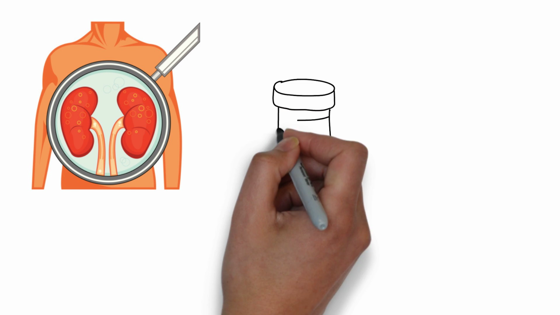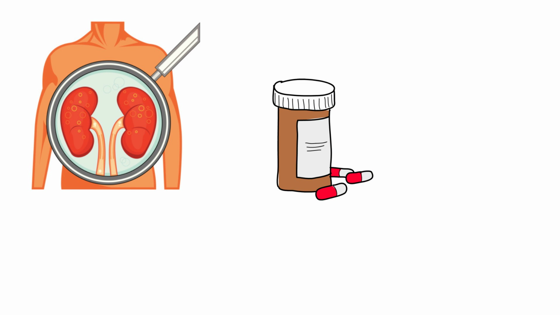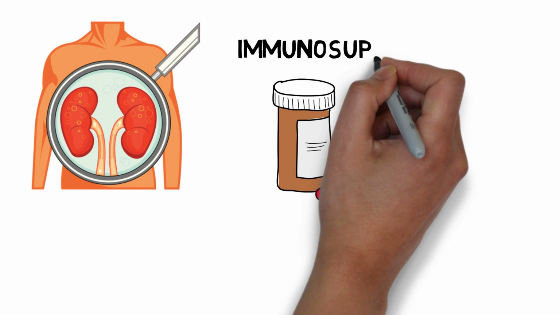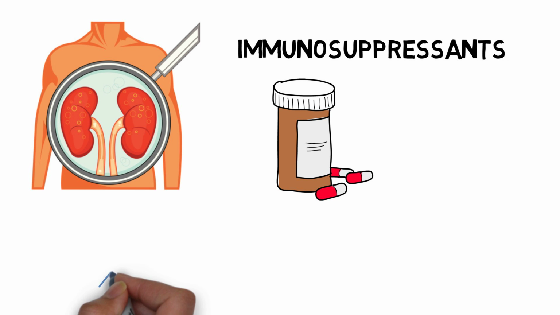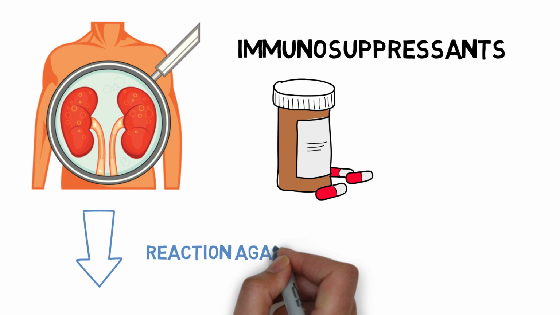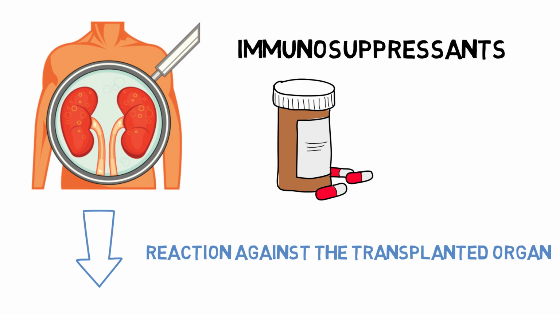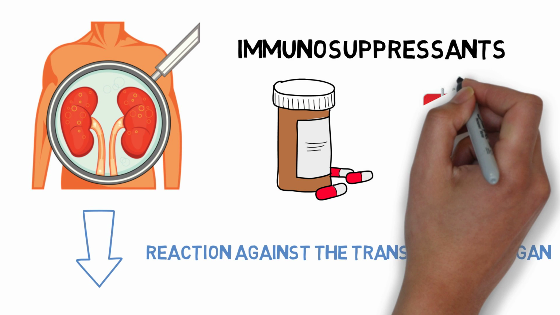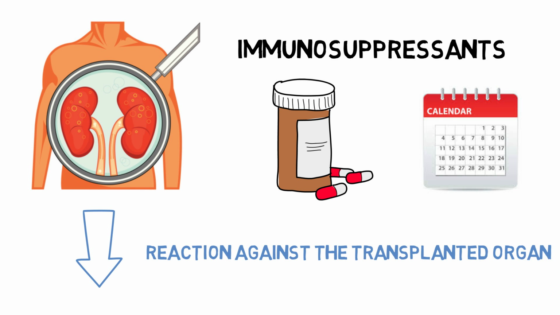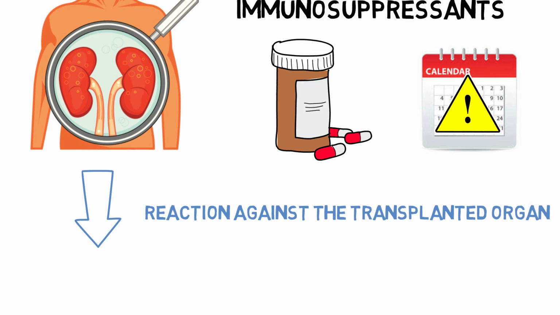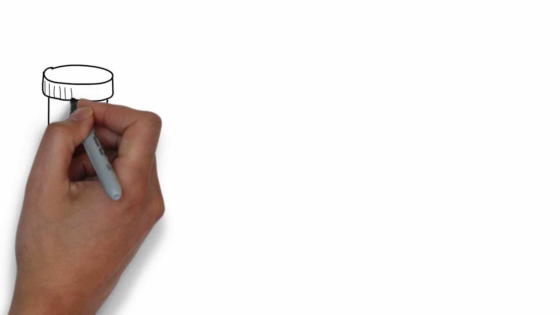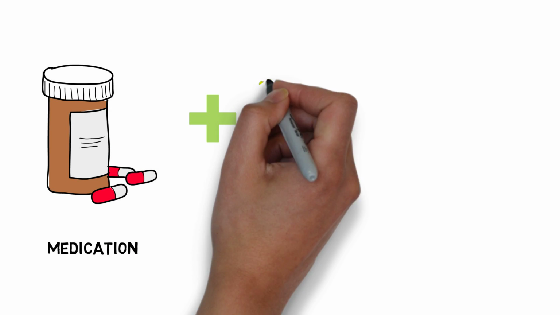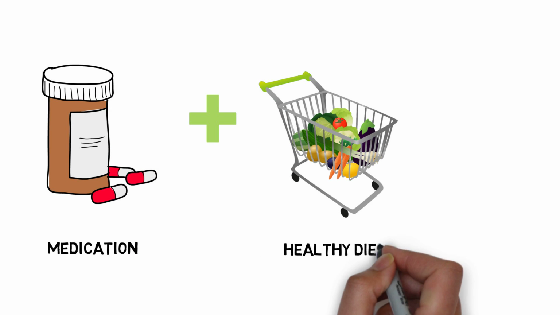Kidney transplant patients also need to remain on medication throughout their lifespan. These medications are called immunosuppressants, and they reduce the body's reaction against the newly transplanted organ. It is important that the patient takes their medication every day, since even missing one day may put them at risk for rejection.